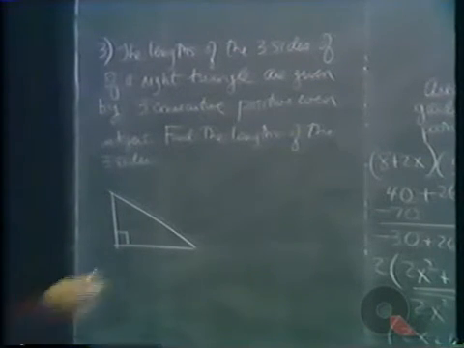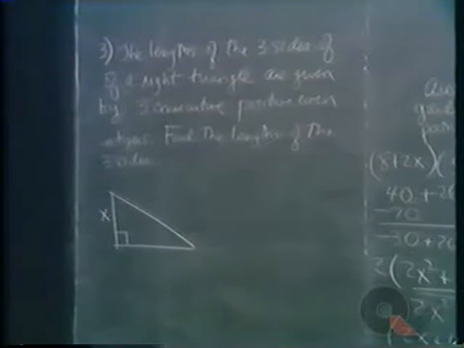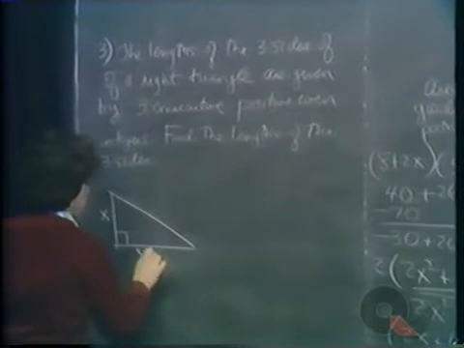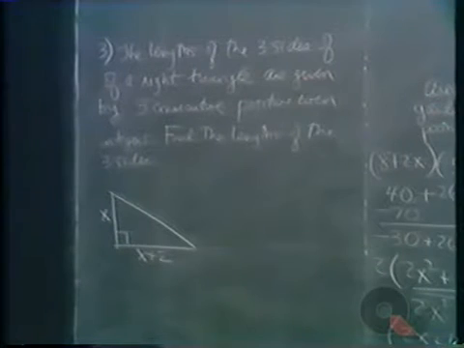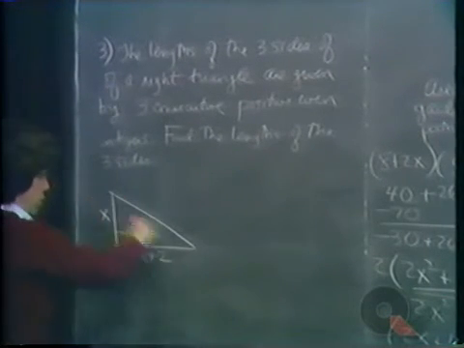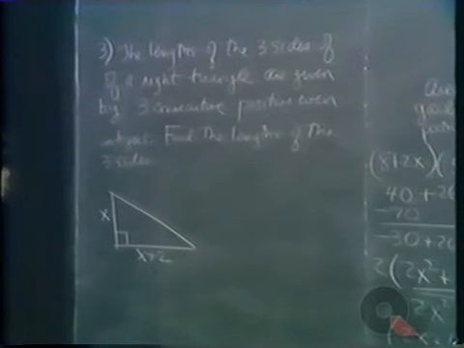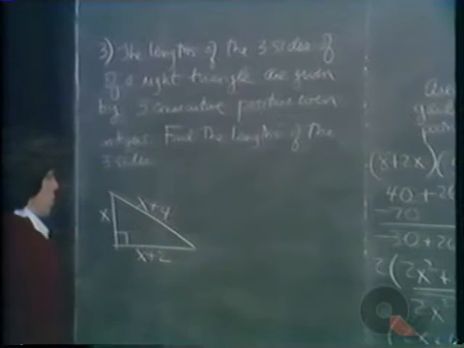We can let x represent one leg of the triangle. Then the other leg, since these are consecutive positive even integers, could be designated by x plus 2. And of course, the greatest of the three integers would represent the hypotenuse. The hypotenuse is the longest side of the right triangle. So if this is x plus 2, this would be x plus 4.